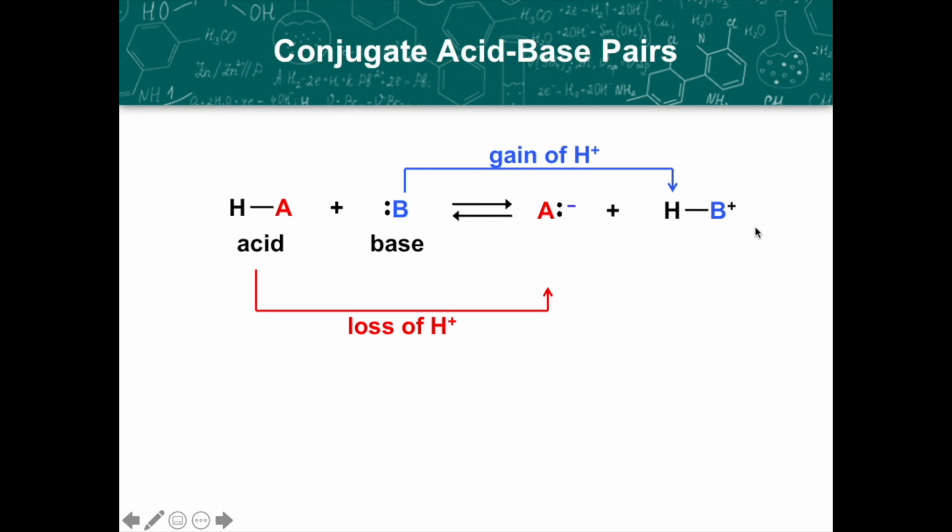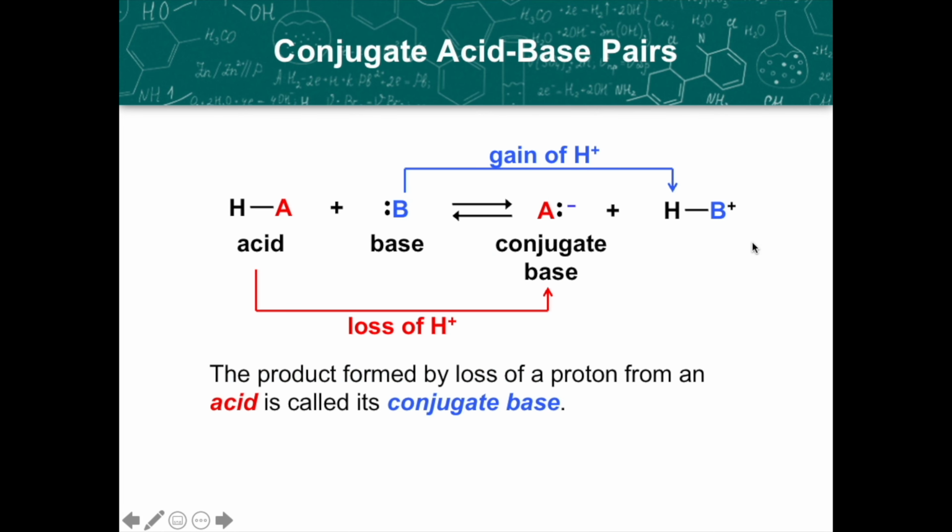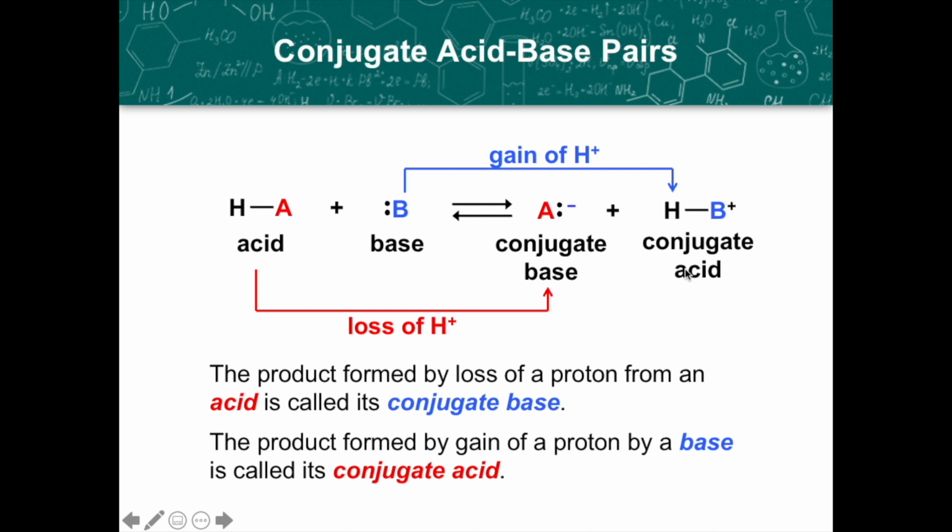So that's how we identify the conjugate acid-base pair. Remember that the product formed by loss of a proton from an acid is called its conjugate base, while the product formed by a gain of a proton by a base is called its conjugate acid.